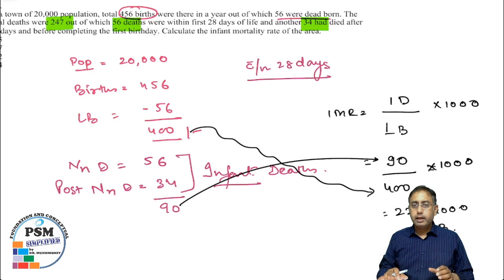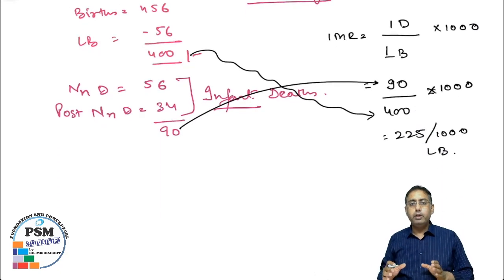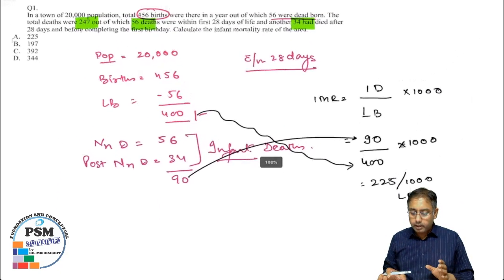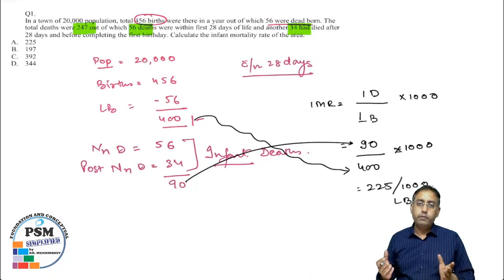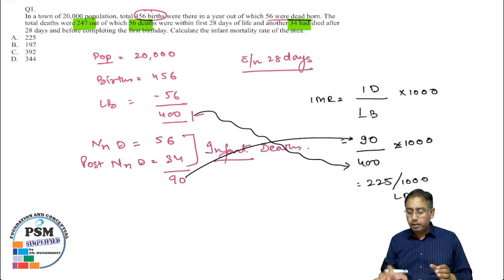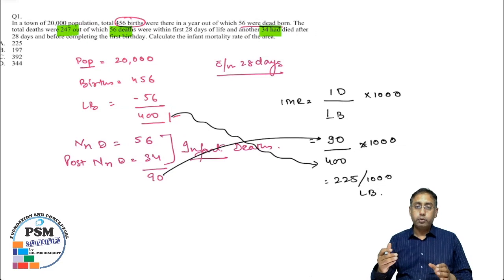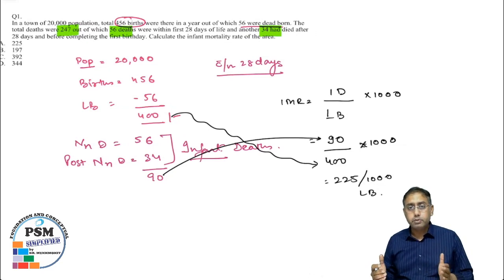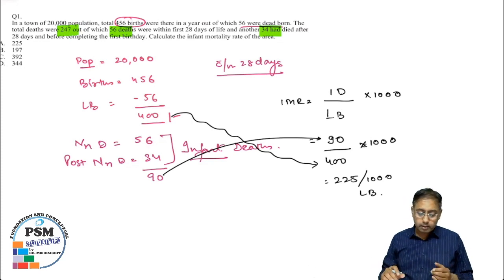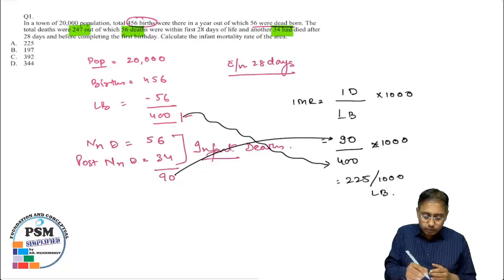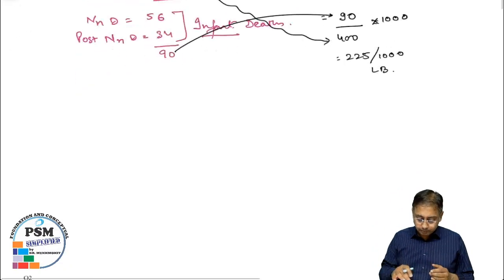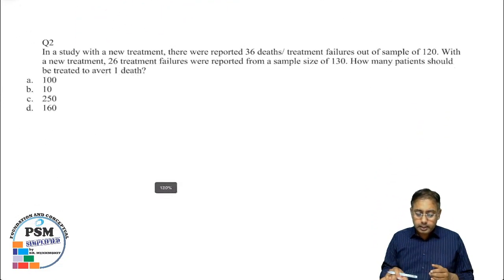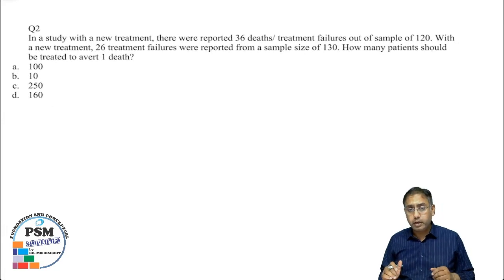So it was as easy as that, we needed to calculate the infant mortality rate, and there you go. The infant mortality rate is given by the formula infant deaths divided by the total live births multiplied by 1000. 90 divided by 400 into 1000 is 225 per 1000 live births. So that completes your question number 1. I would like to mark option A. Let us look at question number 2 very quickly.